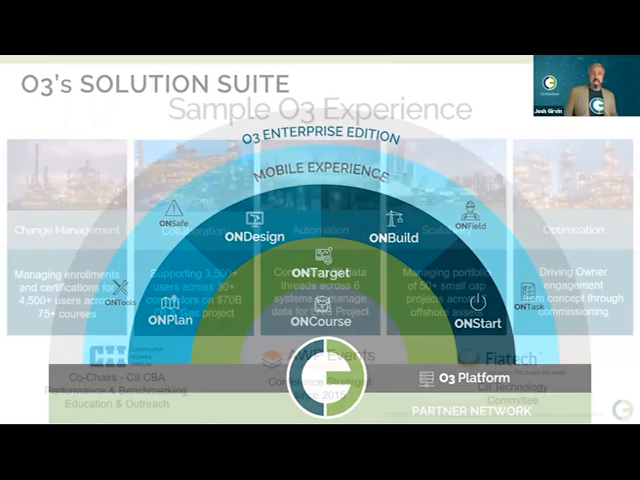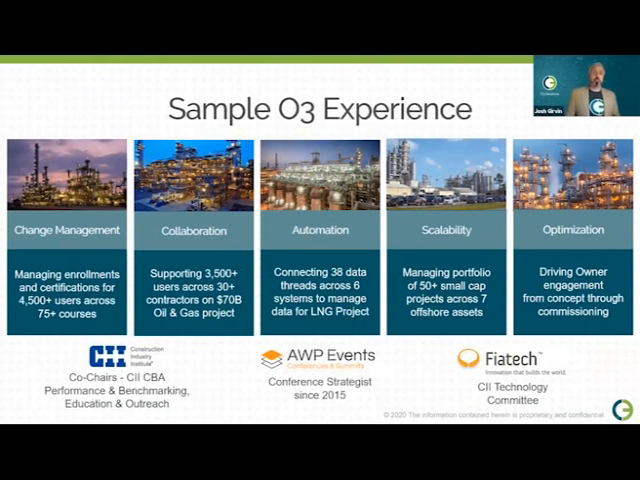entire life cycle. And then from a client experience perspective, O3 is roughly 50-50 split between owners and EPCs. We also work on very large projects, so some of the largest $40 or $50 billion TIC projects in the world, as well as small projects as small as 50,000 in TIC, managed as portfolios at existing operating facilities. So O3 has experience on the world's largest projects with thousands of users, as well as scaling AWP down to handle a program of 50 or more projects operating at a small cap facility and everything in between.